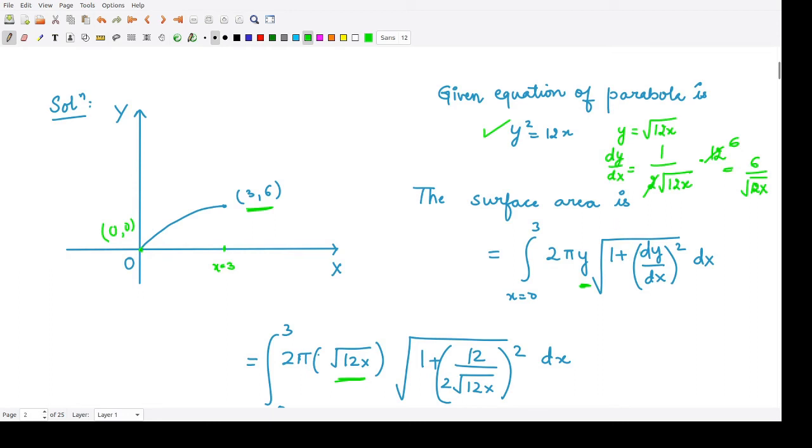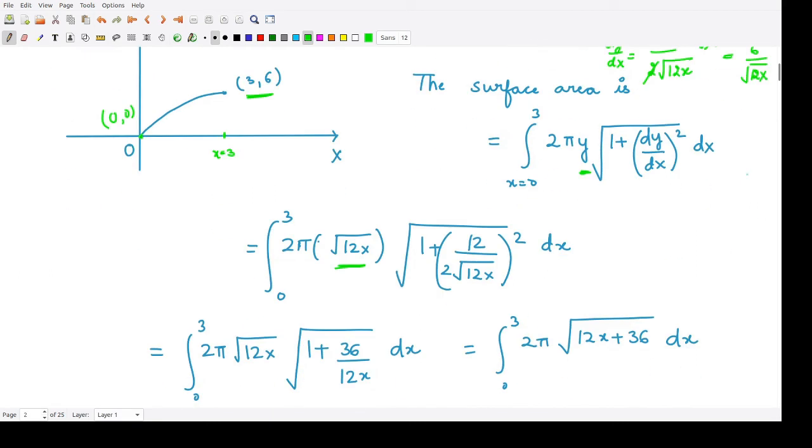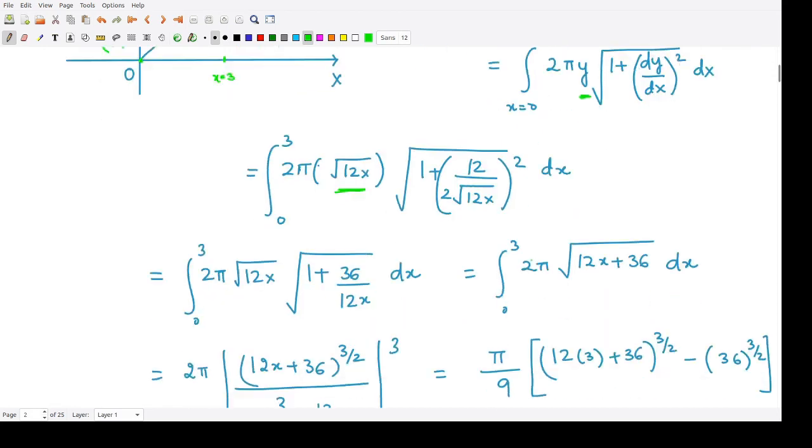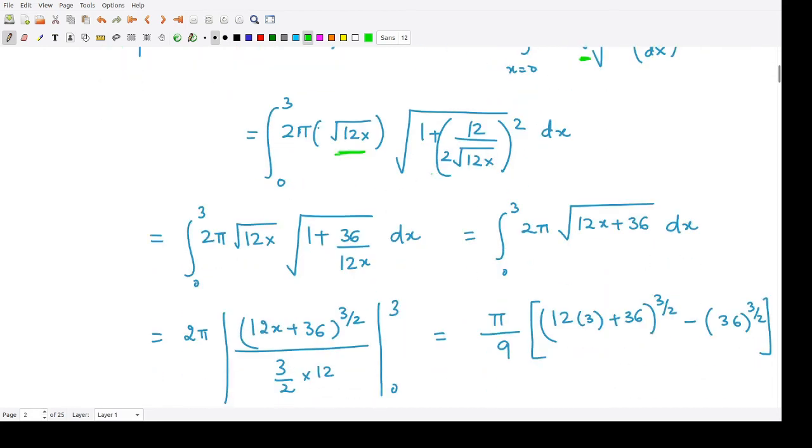So this expression, square root of 1 plus (dy by dx) whole square, now becomes square root of 1 plus (6 divided by square root 12x) whole square into dx. So now we can simply solve it. 6 square would be 36, square root 12x square would be 12x. So we can simplify this.